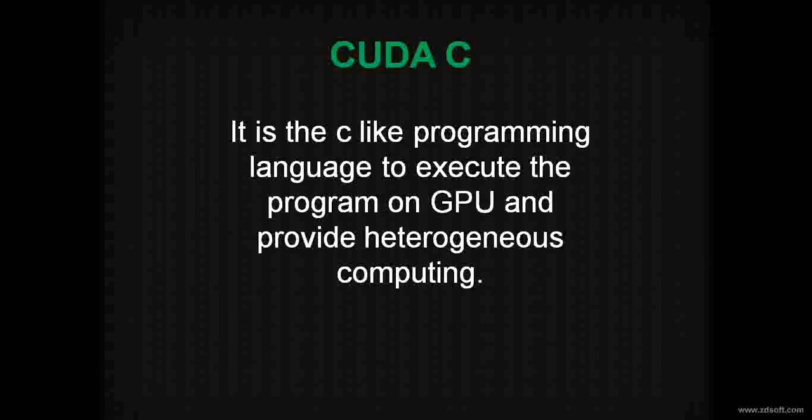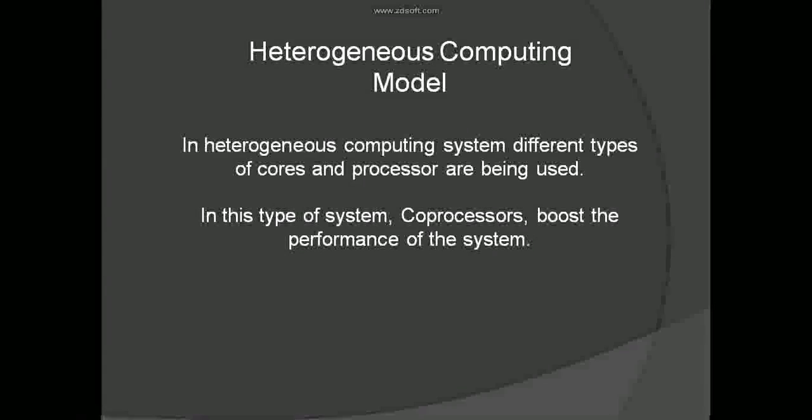Okay, so what is CUDA C? It is a C-like programming language to execute the program on GPU using CUDA tools. CUDA C provides heterogeneous computing. Now let's talk about what heterogeneous computing is. In a heterogeneous computing system, different types of cores and processors are used, like CPU and GPU. In heterogeneous computing, core processors like GPU, in addition to the CPU, enhance the power of the system.